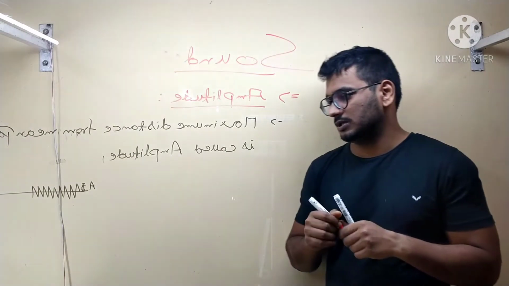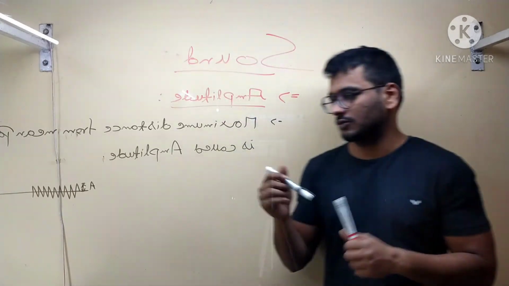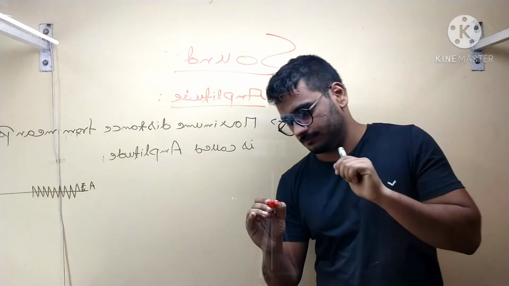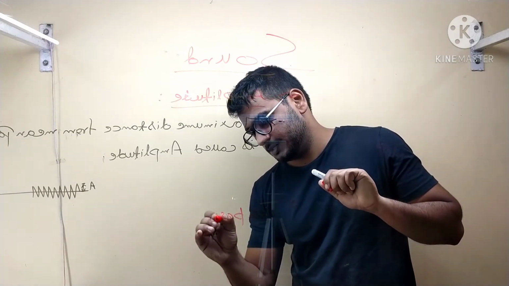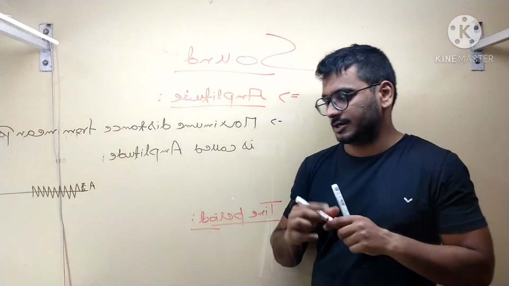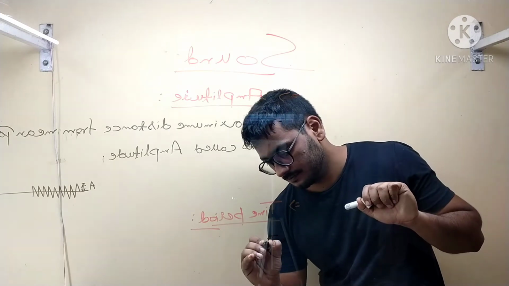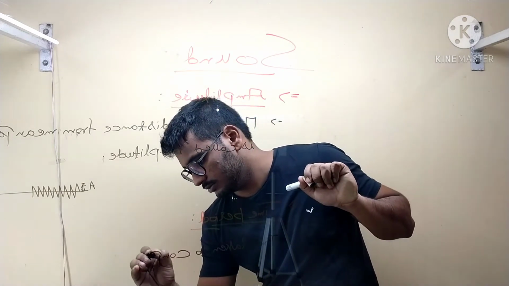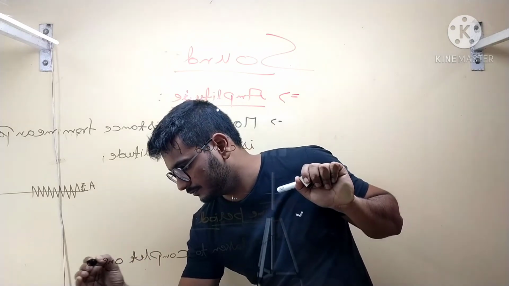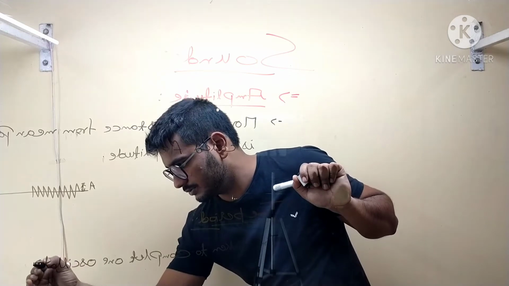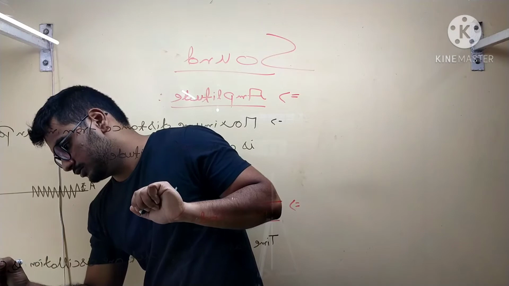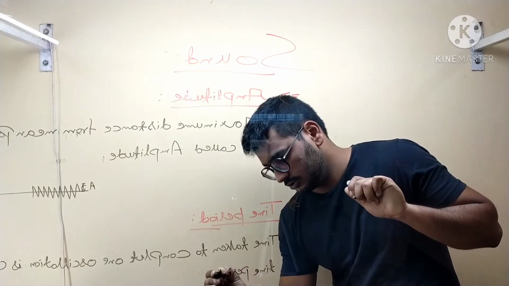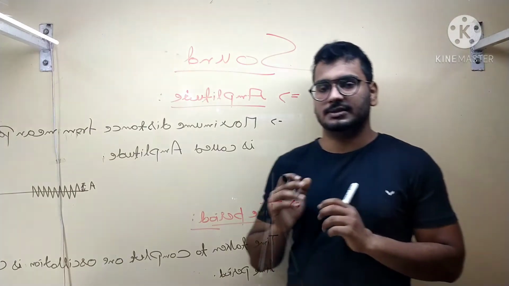Now coming forward to the next point, which is time period. What is time period? Write down, then I will explain it. Time taken to complete one oscillation is called time period. So the time taken to complete one oscillation, that is time period.